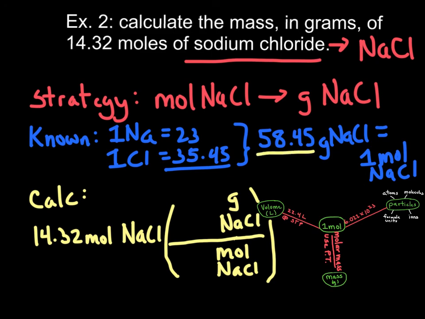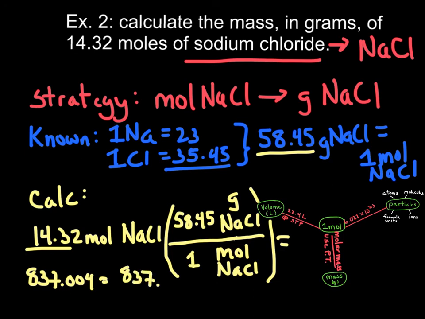The grams is 58.45 to 1 mole. When we do that math, we get a calculator answer of 837.004. But we know our sig figs, and since we started out with 4, we can only keep 4. So our final answer is 837.0 grams of NaCl. And that, ladies and gentlemen, is our final answer.